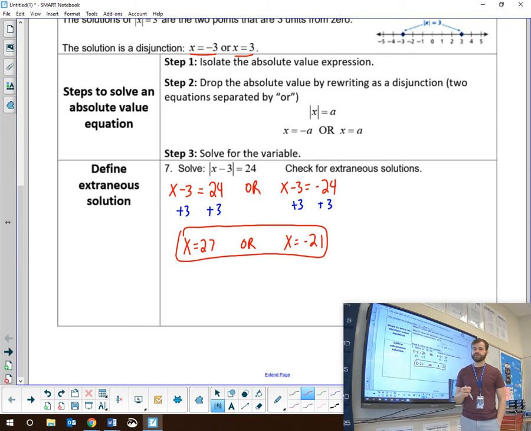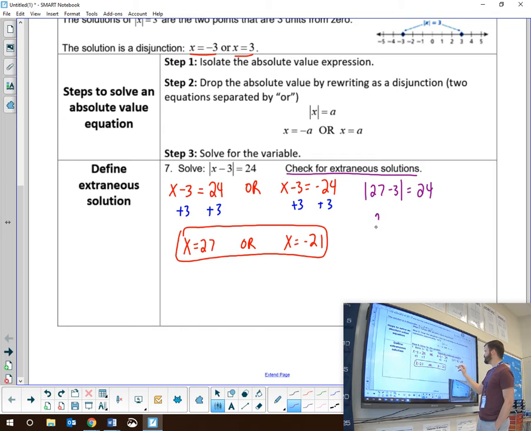One thing about absolute value solutions is that we have to check for extraneous solutions. Because sometimes in this situation we are shown answers that don't actually work. And you'll see some of those in a second. But let's plug both of these in. Let's plug in 27. The absolute value of 27 minus 3 equals 24. 27 minus 3 is 24. Does the absolute value of 24 equal 24? Yes. So this is a correct answer.